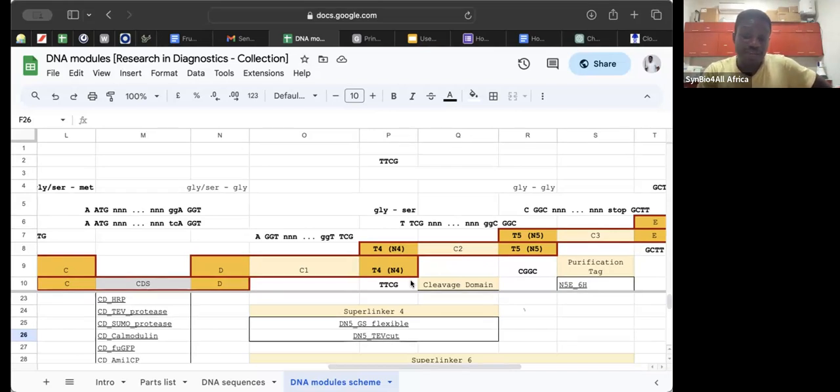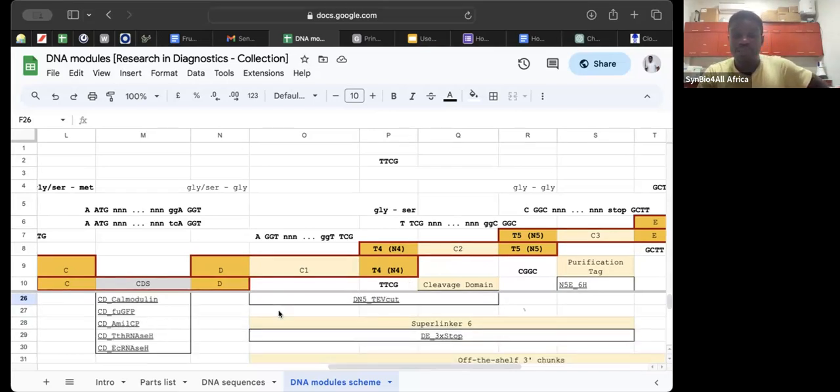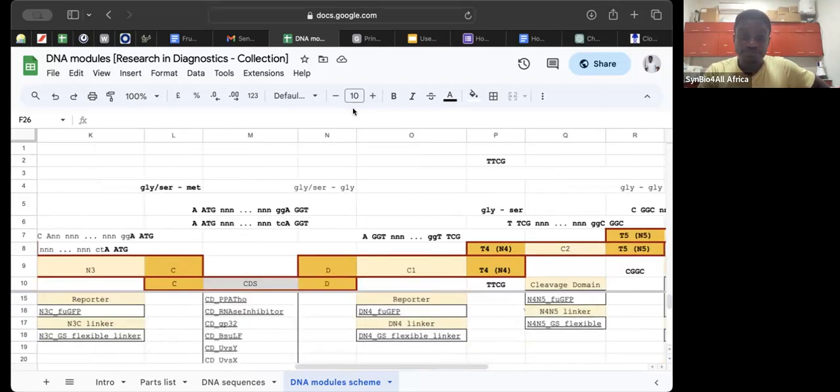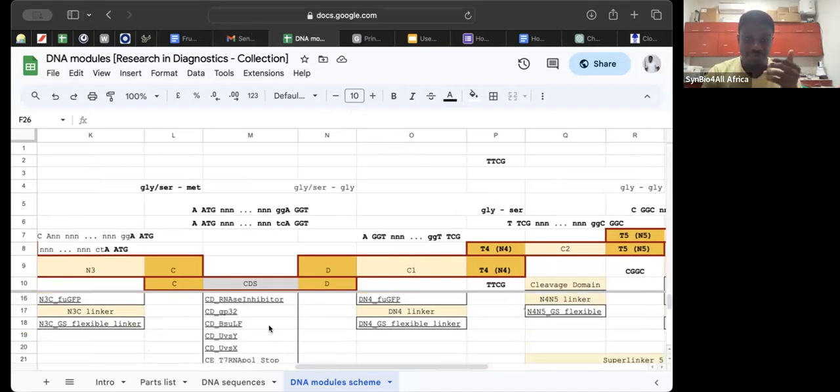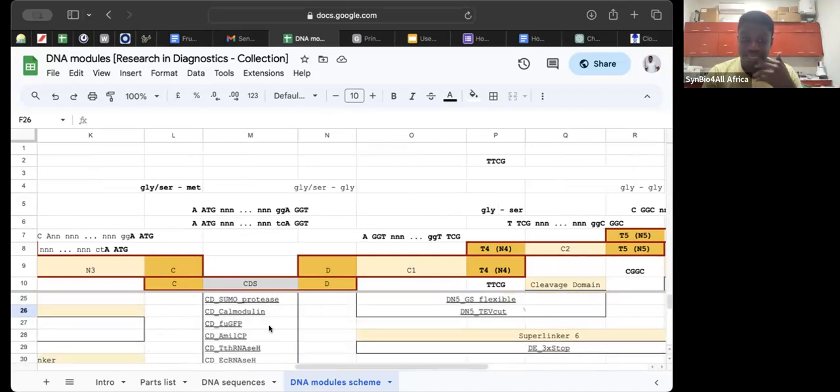But if you don't want any of that, then you can just use these superlinkers to skip all of these processes. So these are some of the things we design for people that want to produce some of these enzymes easily without any stress, without having to worry about what the design is going to be like, what the compatibility is, and all those things.